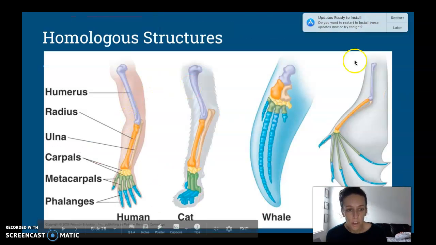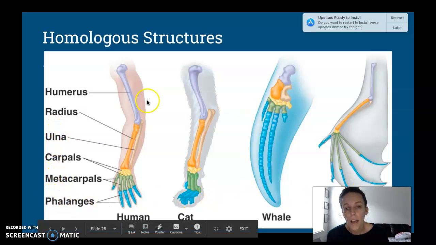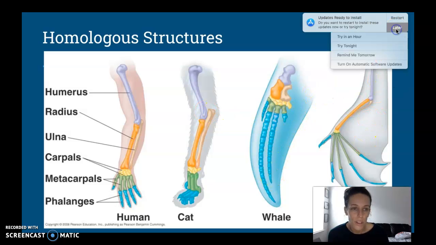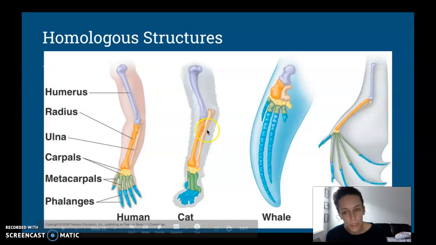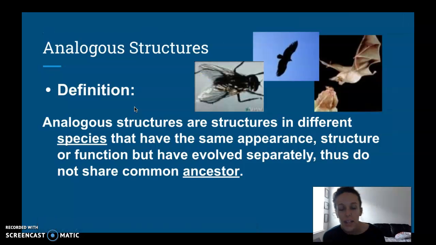So this is an example of homologous structures. We've got bones in a human arm: the humerus, the radius, the ulna, the carpals, the metacarpals, the phalanges. Cats, whales, and bats also have those same bones, so similar structure, but the limbs of a cat and the fins of a whale and the wings of the bat are used for different things than what a human arm is used for. So similar structure, different function. That's homologous. The next one is analogous.